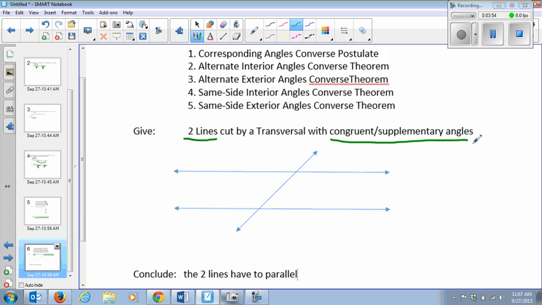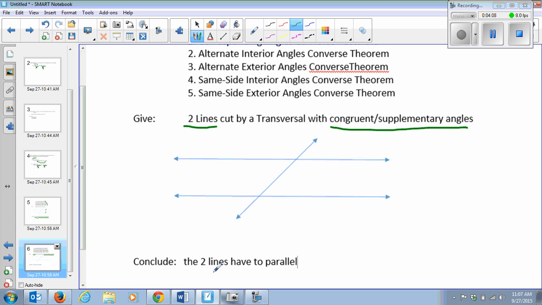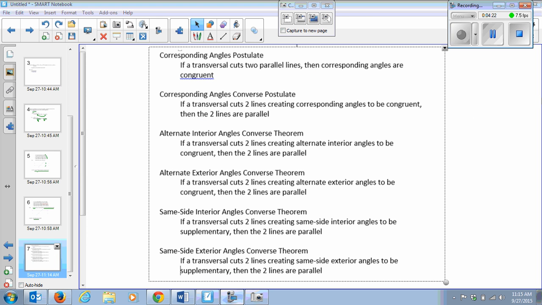What our conclusion was last time is now our hypothesis. And since that's the flip, we're going to take our hypothesis from before and make it our conclusion. So now they're telling me that the angles are congruent and supplementary. The conclusion we're going to draw is that the two lines have to be parallel. Please make sure you copy down the notes of what those theorems and postulates are.